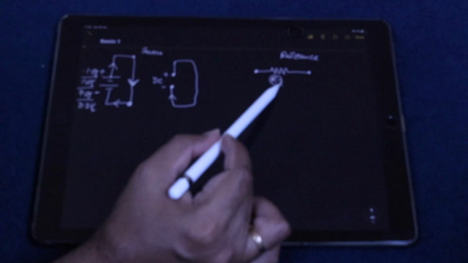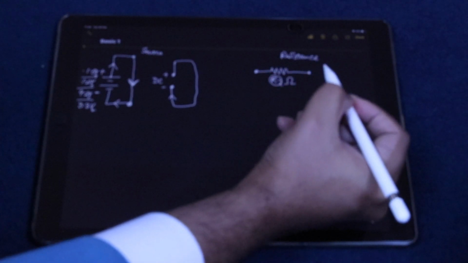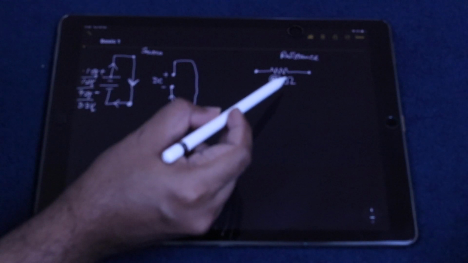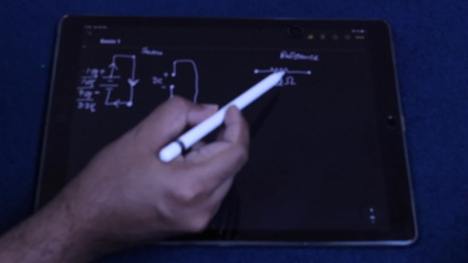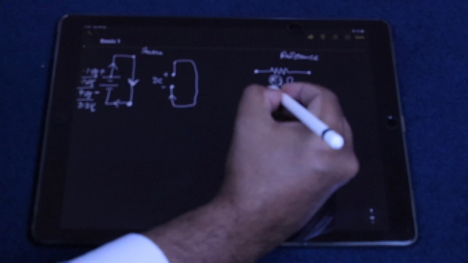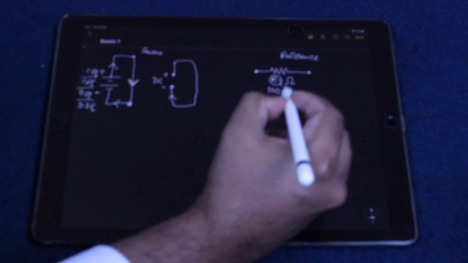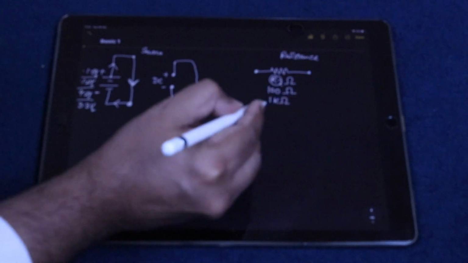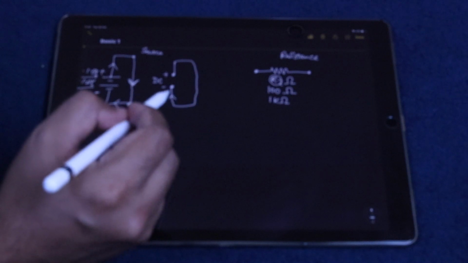For resistance, the unit is ohms, which is signified by this sign. Do you know what the sign is? It stands for omega from the Greek alphabet. Okay. So that's the sign. So you can have a resistance which is 100 ohms. You can have a resistance which is 1k ohm. Do you know how much is that? 1,000? Correct, 1 kilo ohm, right?